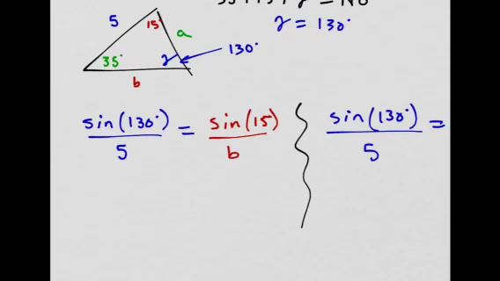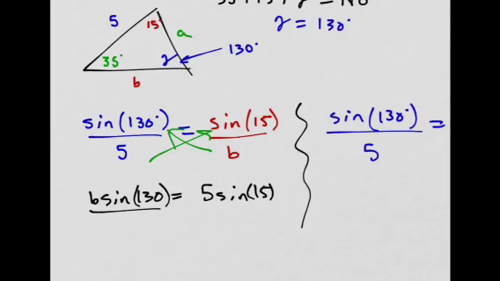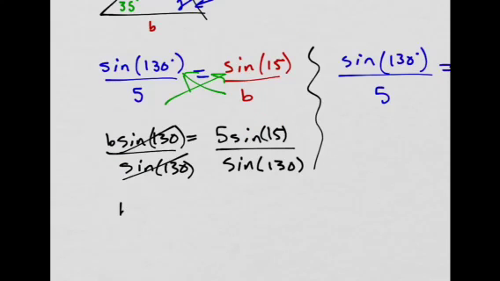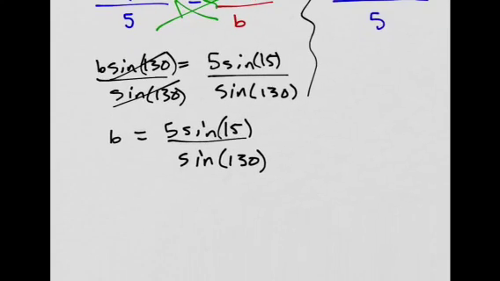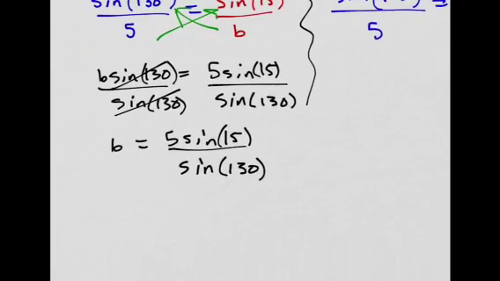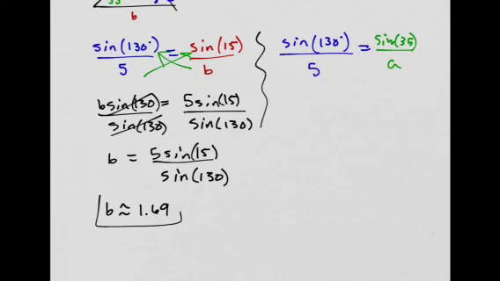So I could cross multiply here, right? And then I would get B sine 130 equals 5 sine 15. And then divide both sides by sine of 130. So B equals 5 sine 15 over sine of 130. And that means B is approximately 1.69. I'm rounding to the nearest hundredth.